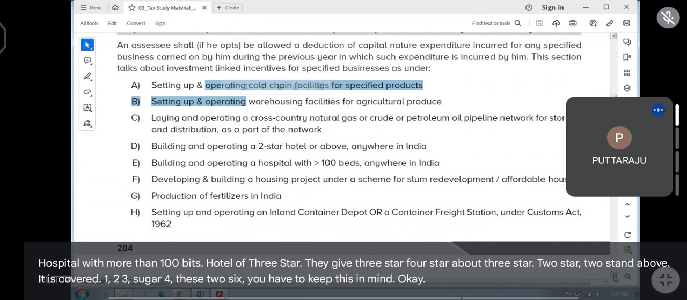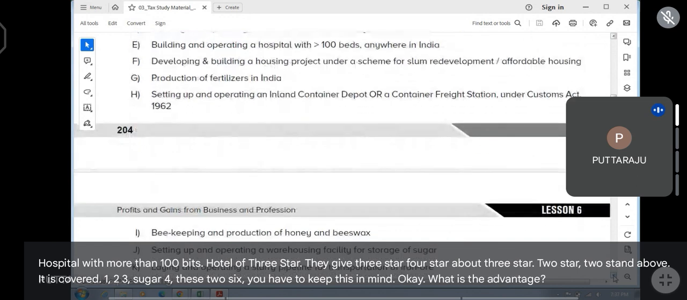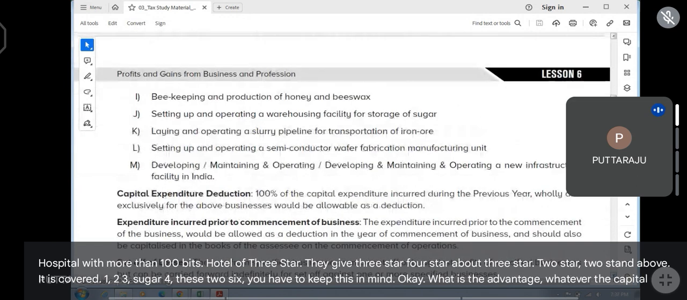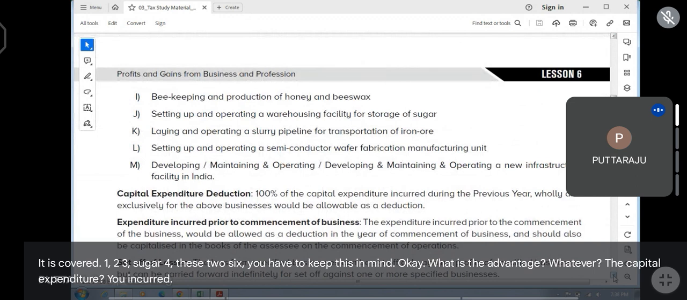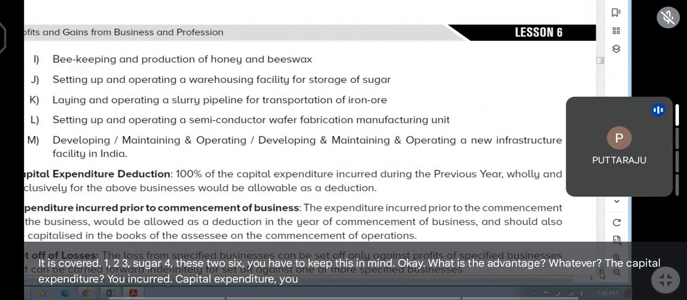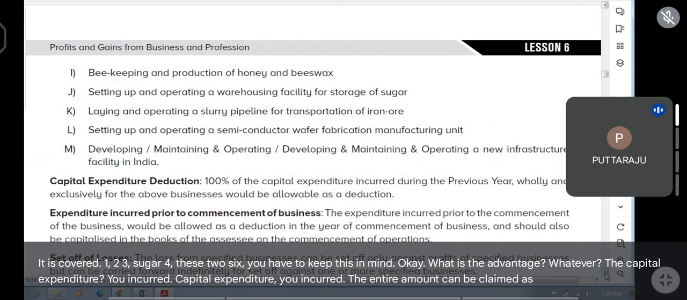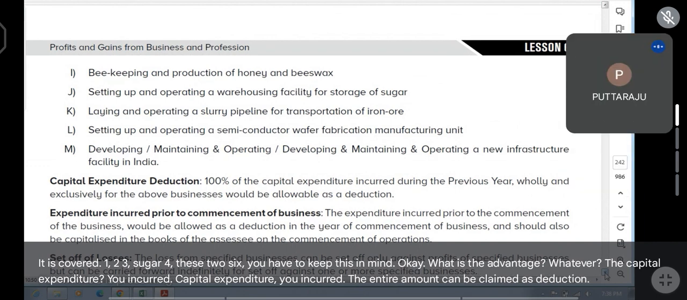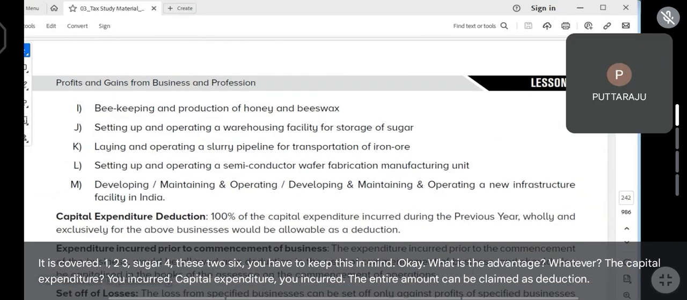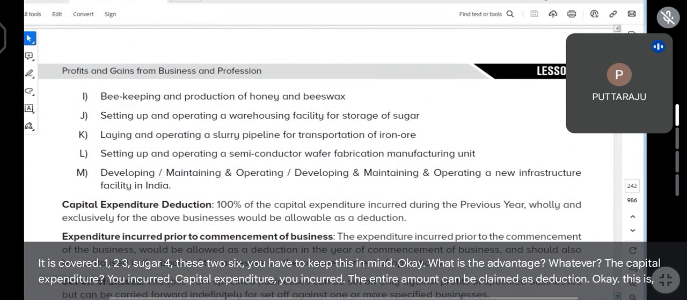What is the advantage? Whatever the capital expenditure you incurred, the entire amount can be claimed as deduction. This is claiming of deduction.